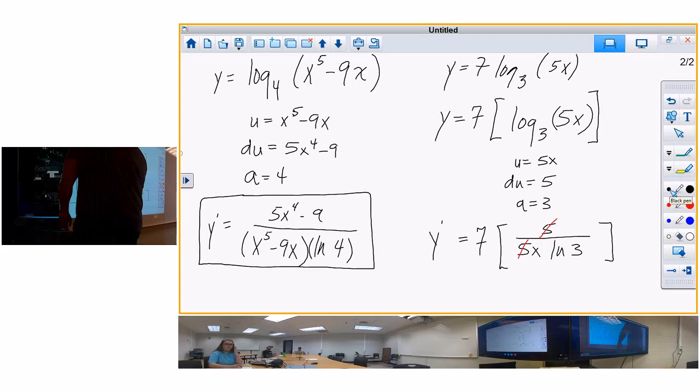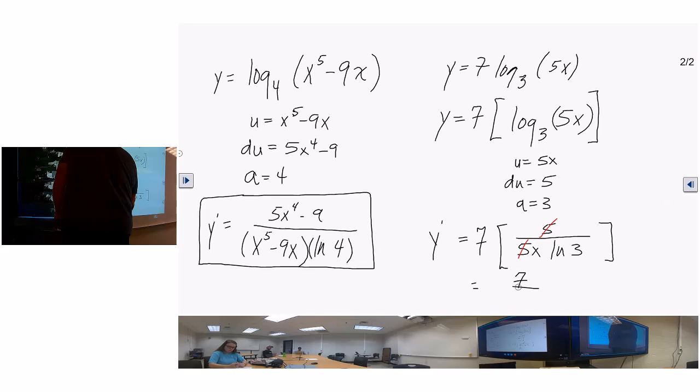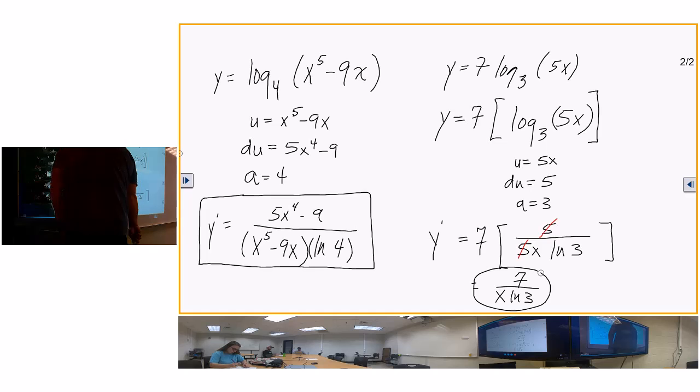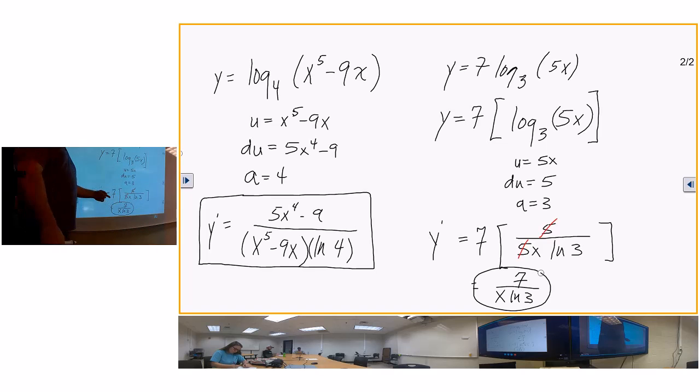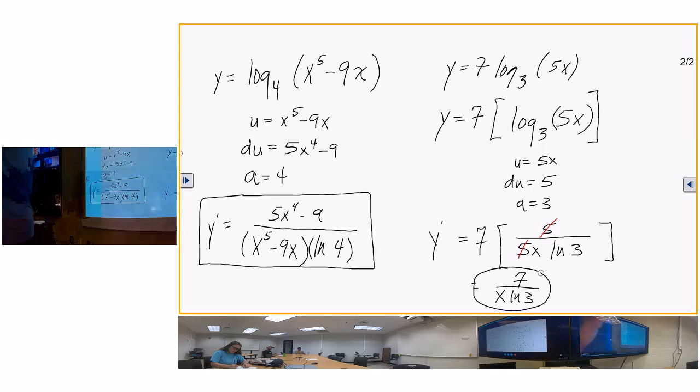So our answer is 7 over x times natural log of 3. Now you could say natural log of 3 to the x power. You could do that. I'm not worried about that at that point.